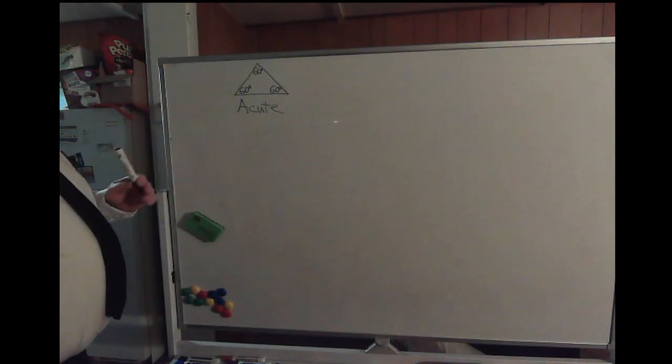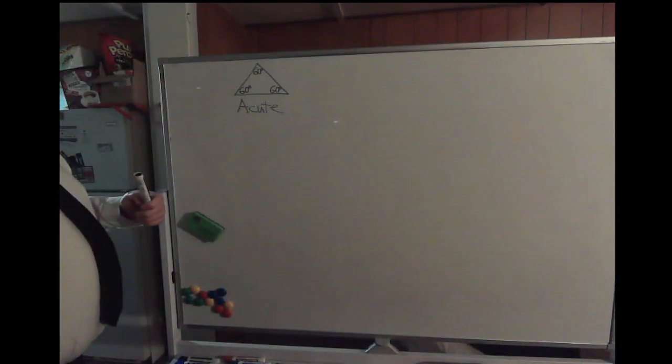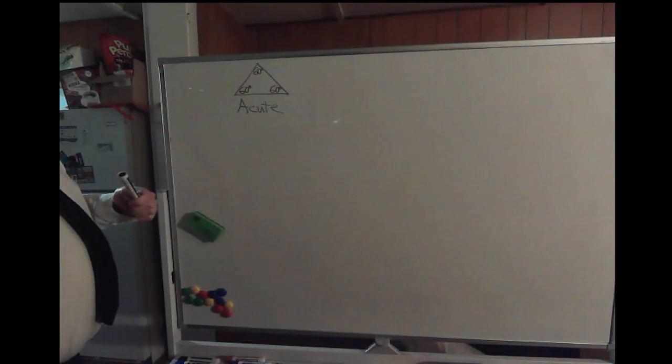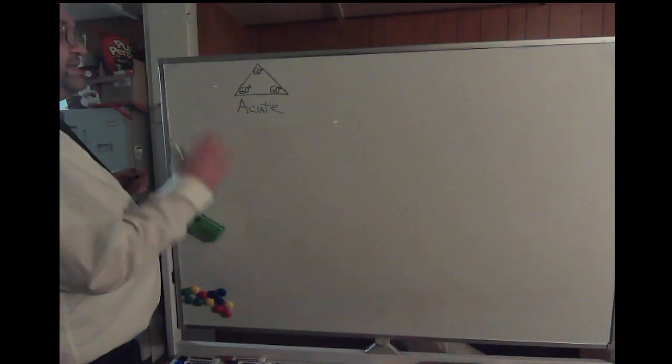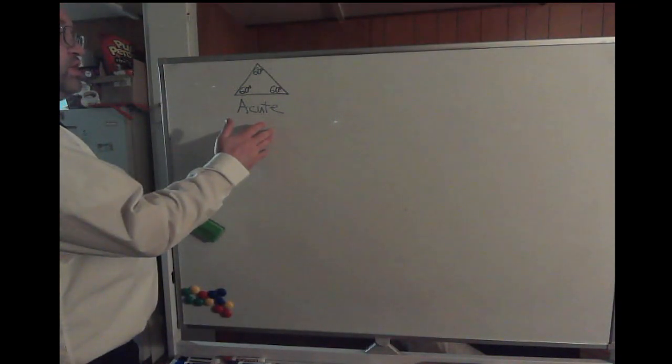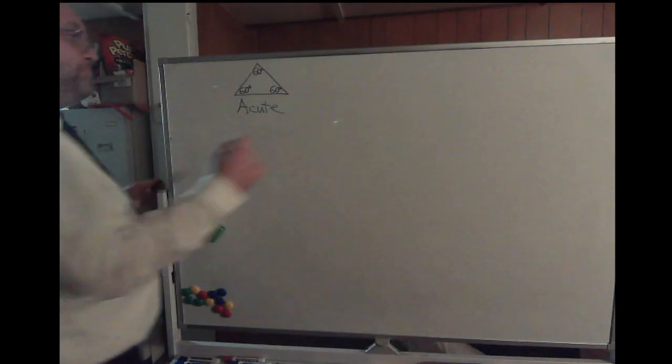In an acute triangle, all three angles are acute. This could have been 51, 59, and some other acute angle. So you could have had that also. Or you could have, which I think would have been 70 for the third angle. But basically, in an acute triangle, all three angles are acute. All three of them are.